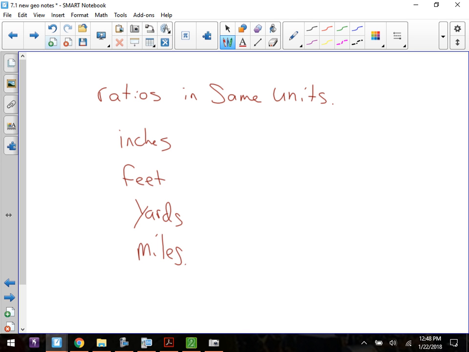So just a quick reminder: how many inches are in a foot? There's 12 inches in 1 foot. How many feet are in a yard? 3 feet in a yard. Okay. How many feet are in a mile? 5,280. Very good.